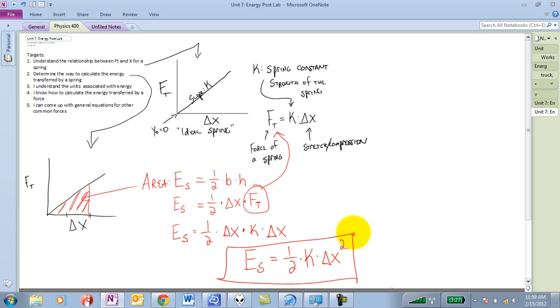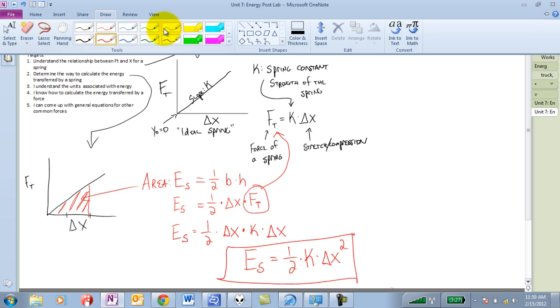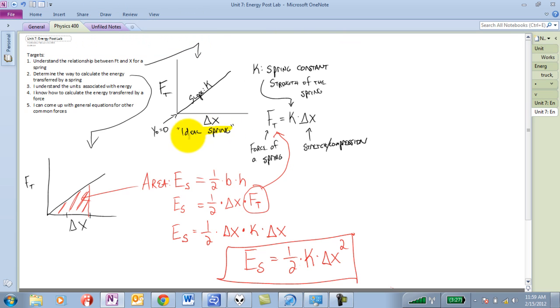Now again, I box this in, and I always say be very careful with using equations. I like this equation, but it stands for two specific cases. What assumptions have we made? Well, if I go back to this, the first assumption that I've made is this is an ideal spring. Again, this is assuming y-intercept of 0.